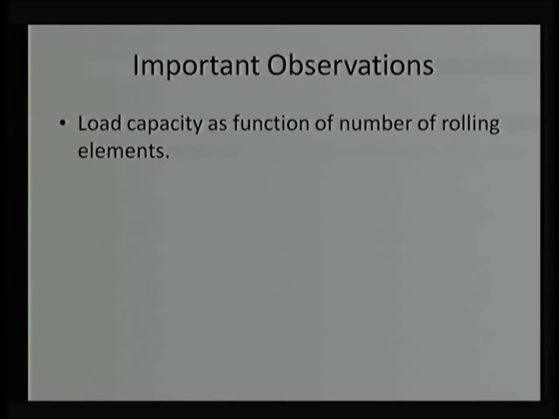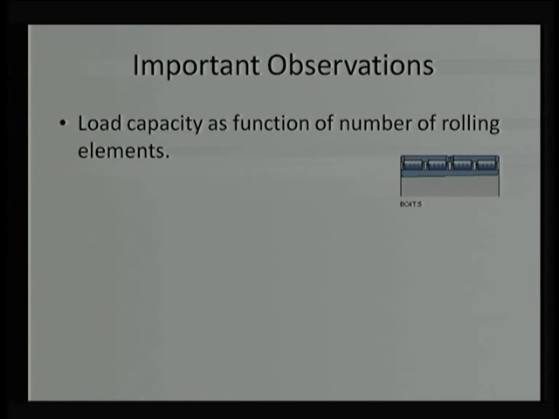What is the second observation? The second observation was that load capacity, as was shown in the previous lecture, depends on the number of rolling elements. If in one configuration, with the same envelope dimension, the number of rolling elements is increased, then even though there will be an increase in the coefficient of friction, the load carrying capacity is going to increase.